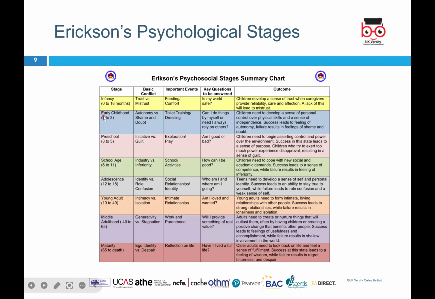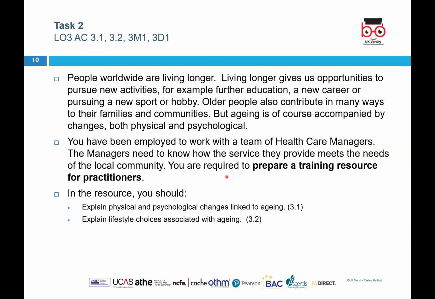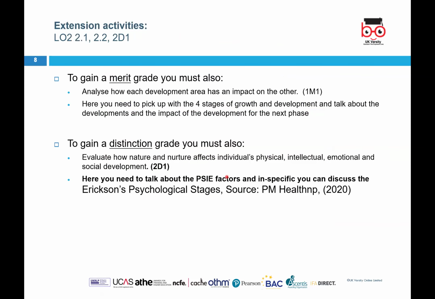Okay, so for infancy, you'll have feeding and comfort as your important events. For school age, you'll have another important event. Key questions that are asked during these stages and what is the outcome. So this is Erikson's psychosocial stages. It's a summary chart. You can use this if you're working towards a distinction. I hope this presentation is clear.